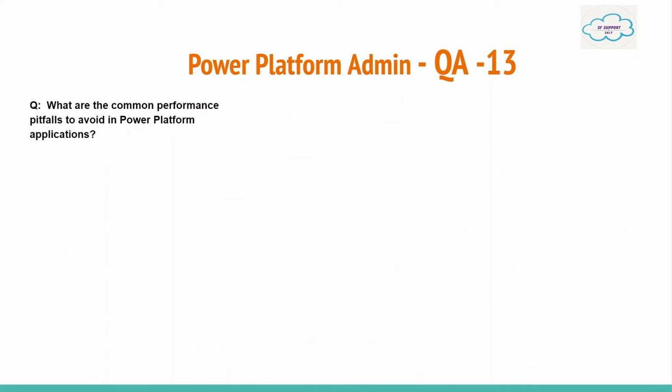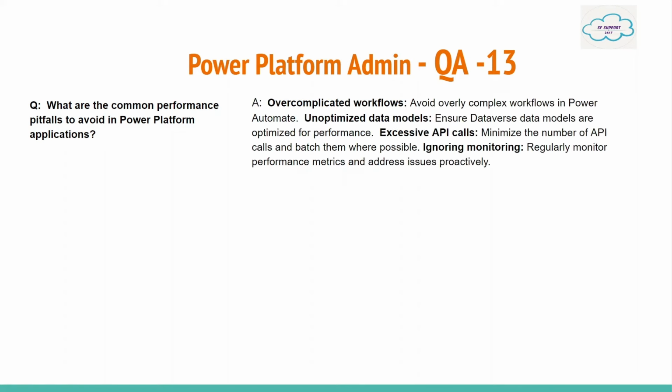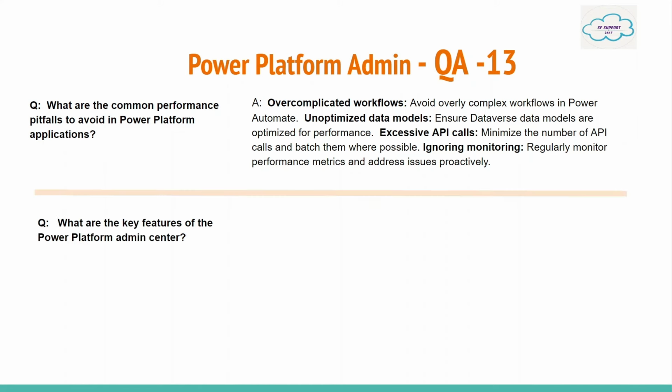Question: what are the common performance pitfalls to avoid in Power development? Overcomplicated workflows, try to avoid those. Unoptimized data models, ensure that the Dataverse data models are optimized. Excessive API calls, minimize the number of APIs. Ignoring monitoring, regularly monitor the performance metrics and address issues proactively.